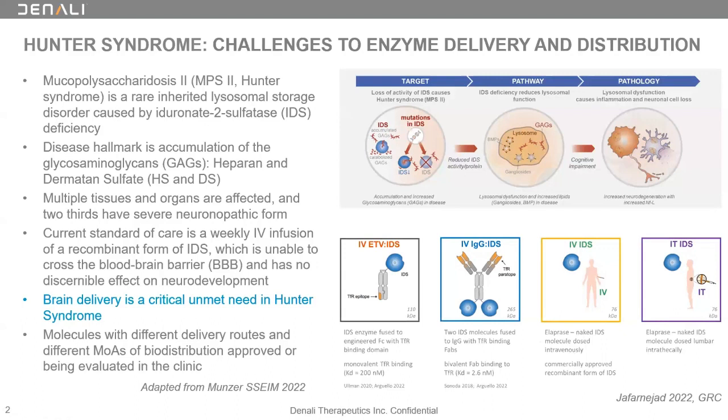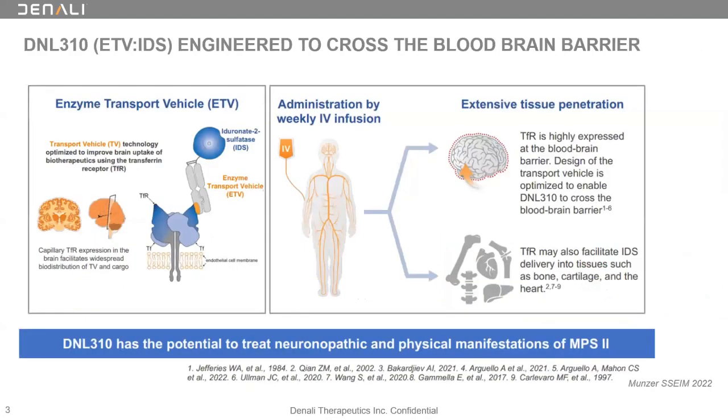Now, there are many molecules that are in development. Some of them have been approved in certain parts of the world, but this is research and clinical development that is ongoing. There are 4 molecules here that I would talk about, and I'll describe them in a little bit more detail in the upcoming slides. The molecule that Denali is working on is referred to as ETV-IDS, and I'll talk a little bit about the enzyme transport vehicle referred to as ETV.